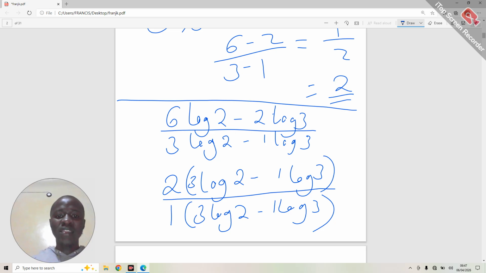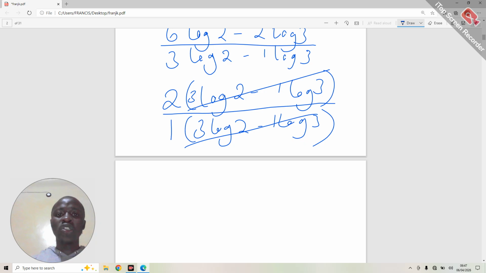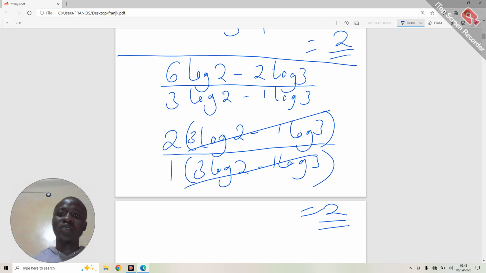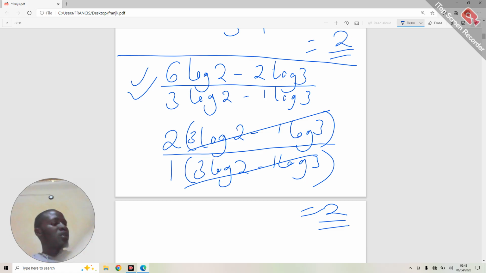So you realize that this and this are equal, so they cancel out. So 2 divided by 1, we get 2. So our answer is the same using this procedure and this. But I prefer this for a student who knows what he or she is doing. So that's the first part. Let's look at more and more examples.